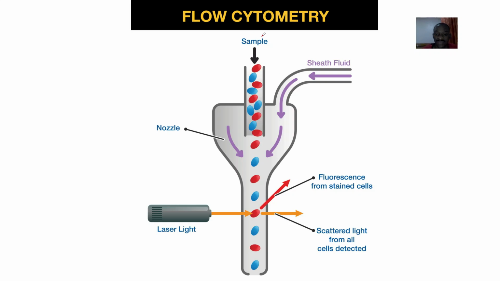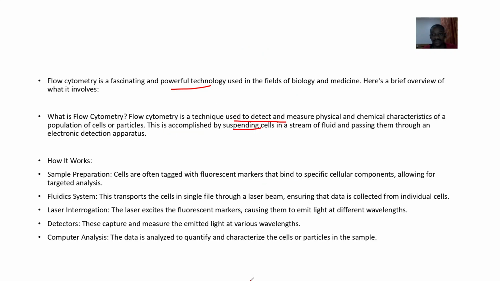You put the sample through here. Now this is a laser beam and they pass through it. So how does it work? First of all, there's sample preparation, where cells are often tagged with fluorescent markers that bind to specific cellular components, and this allows for targeted analysis. Then the fluidic system transports the cells in a single file through a laser beam, ensuring that data is collected from individual cells. As individual cells pass through that laser beam, data is being collected.